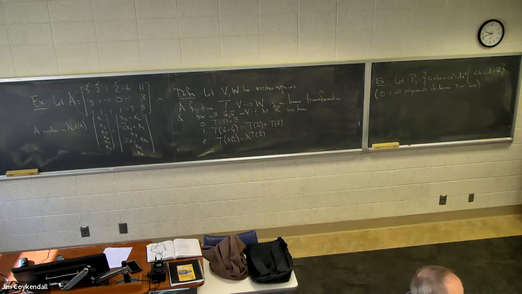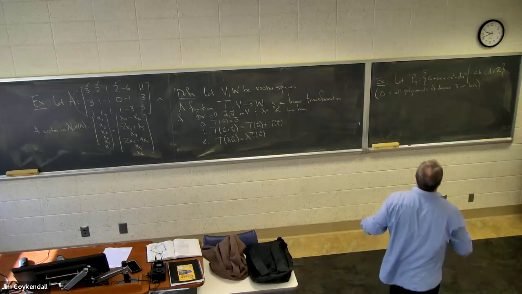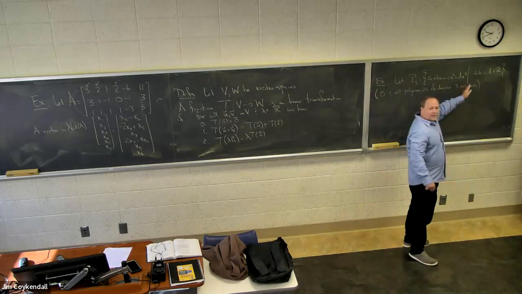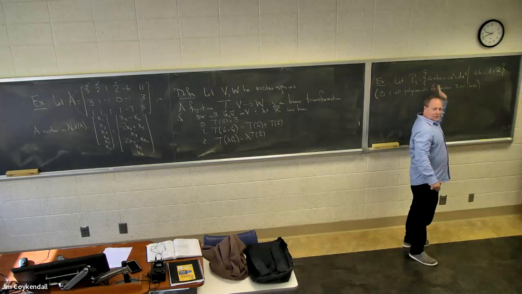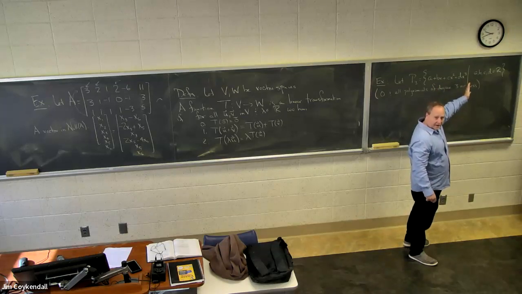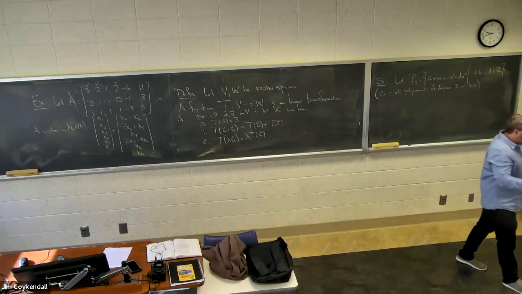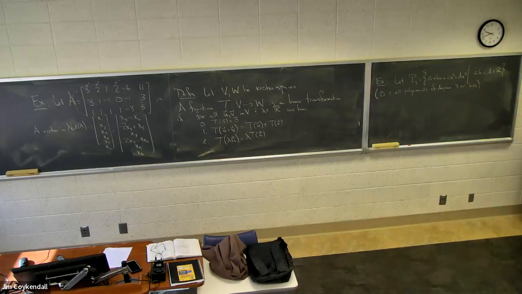What happens if I take a polynomial of degree 3 or less, something like this, and multiply it by lambda? The lambda just shoots all the way through and I've still got a polynomial of degree 3 or less. Everybody okay with that? So this is an honest to goodness, old fashioned American vector space, right?